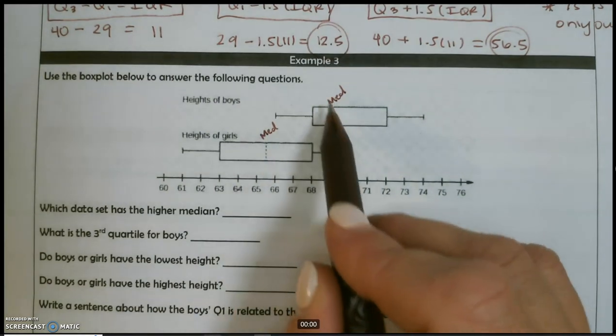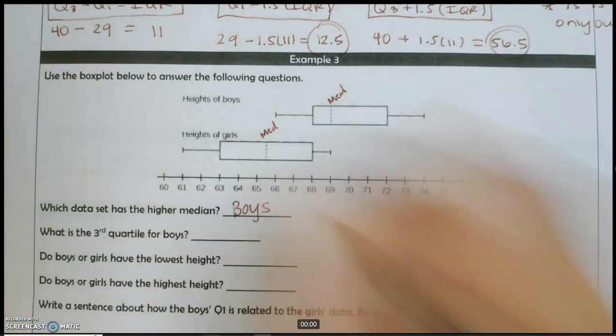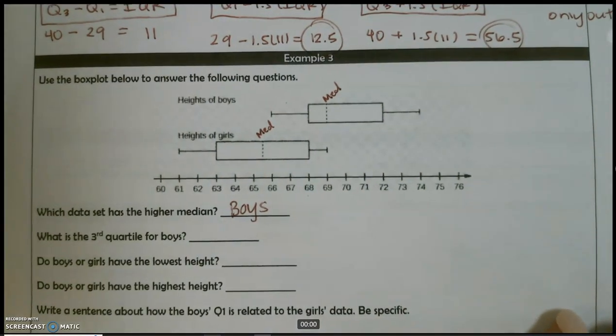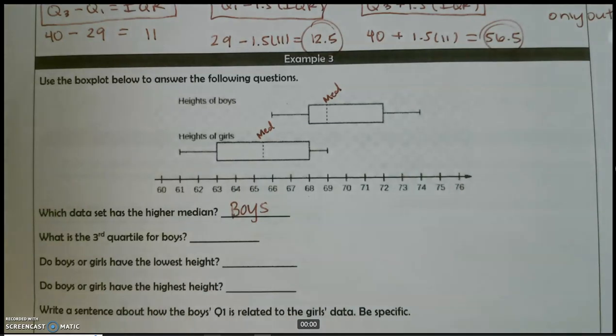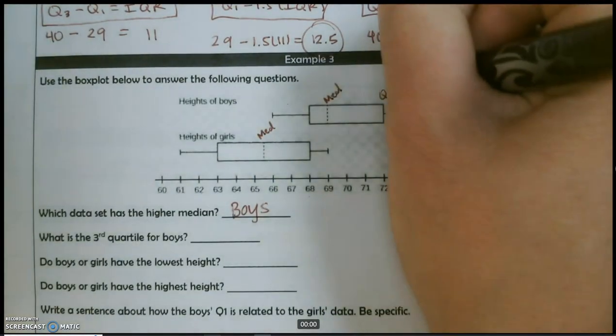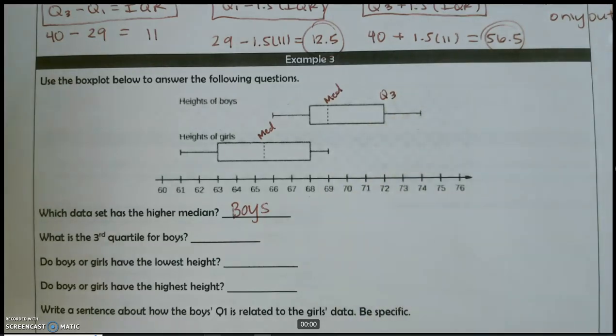So it looks like the height of boys, right? The boys have a higher median, which kind of makes sense, right? Height of boys, we would think typically boys tend to be taller than girls. What is the third quartile for the boys? Well, remember this is Q3, so it looks like it's at about 72. I'm assuming this would be inches.